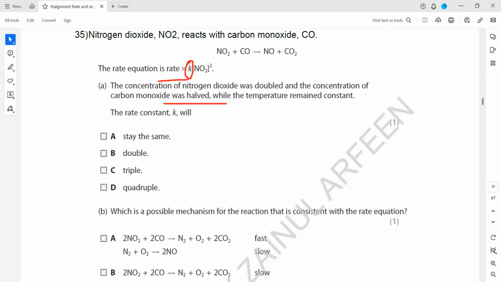So this is a rate constant, and its value only changes if there's a change in temperature, because different temperatures will have different values. If it's an endothermic reaction, K will have a higher value at high temperature. If it's an exothermic reaction and you increase temperature, the K value will decrease. So the value of K will not change. It's a constant for the equation at a specific temperature, so it does not change.